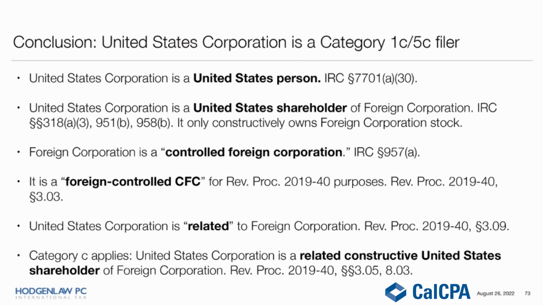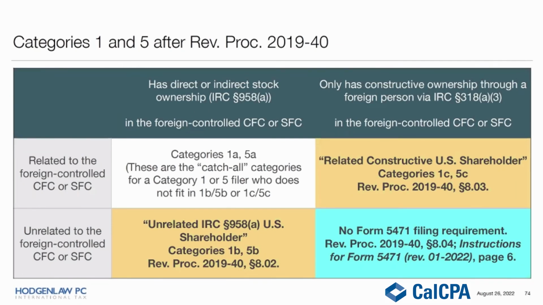So the conclusion is that the U.S. corporation will be a Category 5C filer, and I've written down all the things here because it's what's called a related constructive United States shareholder. So it's related because it's close enough to the common owner, but it's constructive ownership, not indirect or direct. And so again, just going back to this, it's the far right column, the little goldenrod thing. This is where you put yourself and you check the box 5C, and then you fill in the schedules that you're supposed to fill in for the Form 5471 filing.